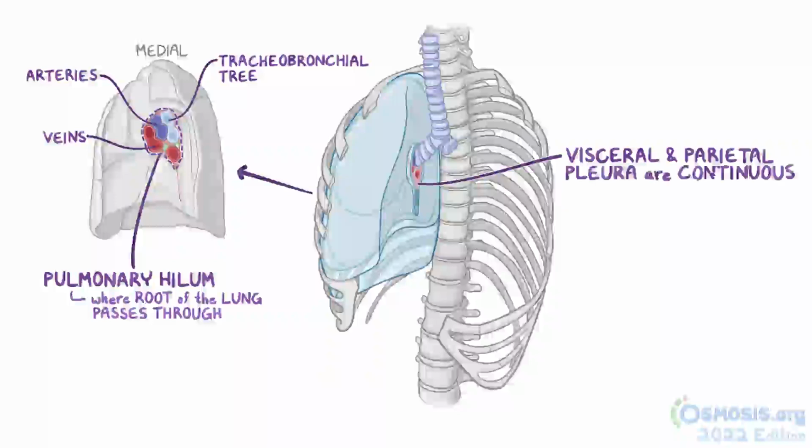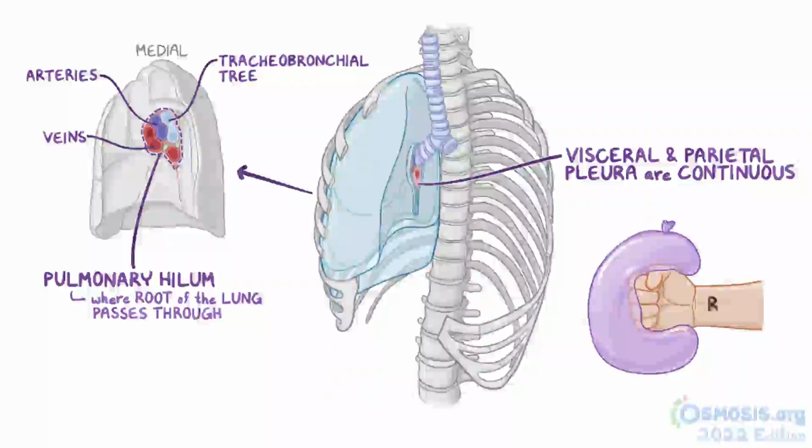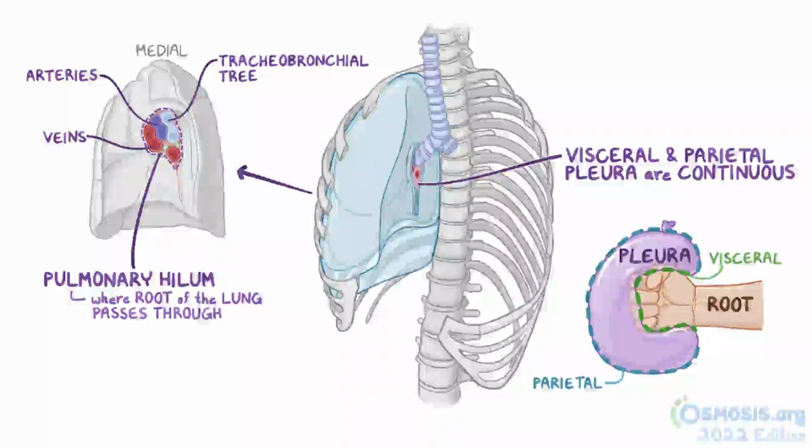To make this easier, you can imagine an underinflated balloon through which you press your fist into. The fist representing the root of the lung, and the balloon representing the visceral and parietal pleura. As you can see, the parietal and visceral pleura are one continuous layer. However, they are reflected on different surfaces.